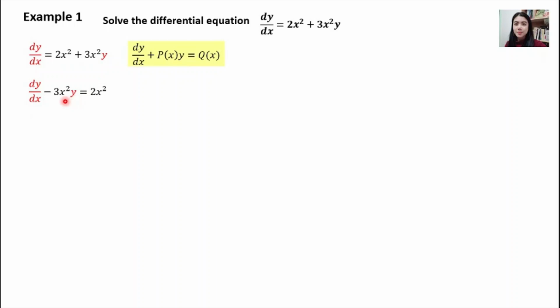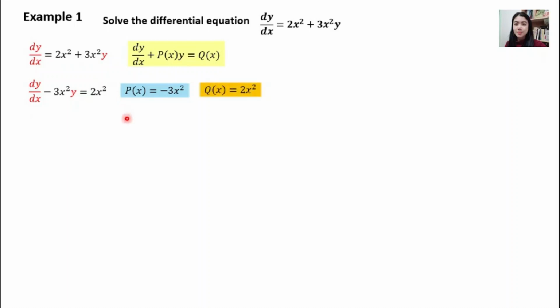Let's compare this with our general form. Now you can identify your P(x) and Q(x). Your P(x) is the one that is next to the variable y. So this is your variable y. What is your P(x)? Your P(x) is negative 3x squared. Your Q(x) is the one at the right hand side of the equation. So your Q(x) is 2x squared.